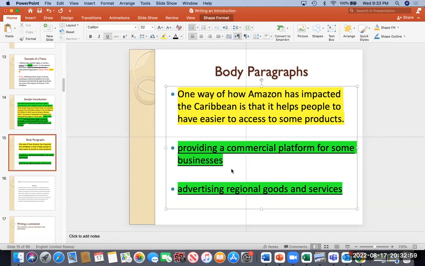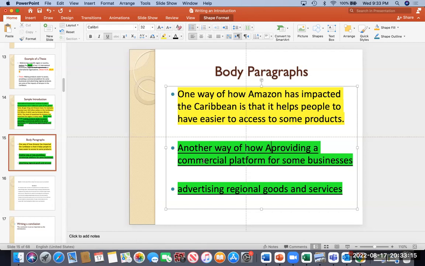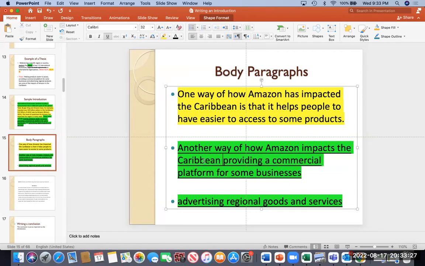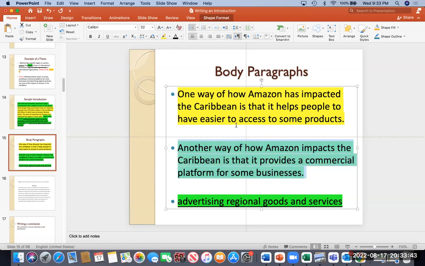Sir, could it be the second way of how Amazon has impacted the Caribbean is that it provides a commercial platform for some businesses? Yeah, so we could say another way of how Amazon impacts the Caribbean is that it provides a commercial platform for some businesses. Yeah, and that's okay. We just need to remove the underline.